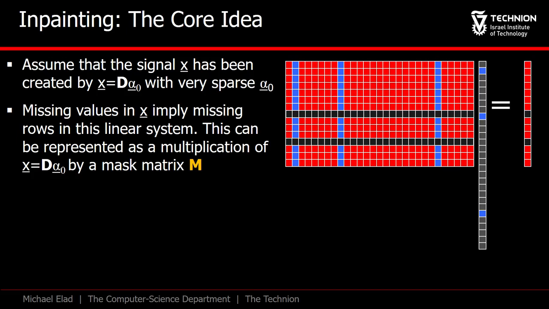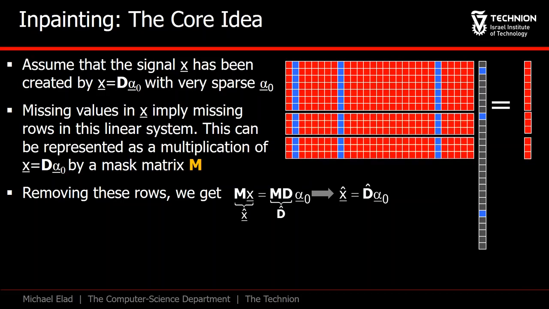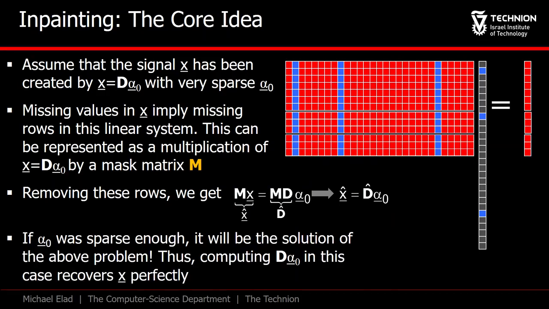Missing values in X imply missing rows in our linear system. This can be described as a mask M multiplying the linear system. So we have in our hands a new smaller linear system, X tilde equals D hat times the very same alpha 0 we started with. This system has fewer rows due to the missing elements. If alpha 0 is still the sparsest solution of the resulting system, and we could find it by a pursuit, we could recover the missing elements perfectly. All that needs to be done is to multiply the complete D by this sparse vector alpha 0.